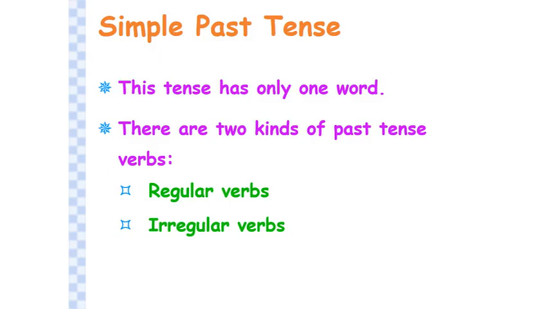Before I go on to the next slide, I must tell you that regular verbs are those to which we just have to add some letters to change them from the first form to the second form. And irregular verbs are basically those verbs in which we have to change the whole spelling to convert them into the second form or the third form. So now I'm going to explain in detail what the regular verbs and irregular verbs are.